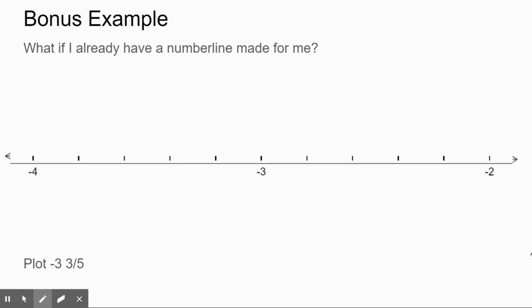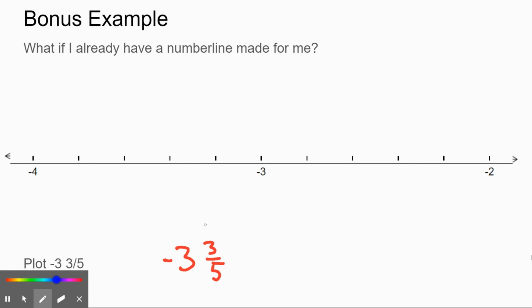Now let's say that we already have a number line made. This can sometimes be really confusing for people. So we're going to talk about how we can find a strategy to help us with this. To start with, we have -3 and 3/5. That's the number that we want to plot. So let's just make sure that we write it down so it looks a little bit more like a fraction.